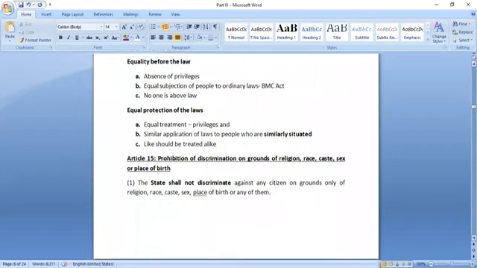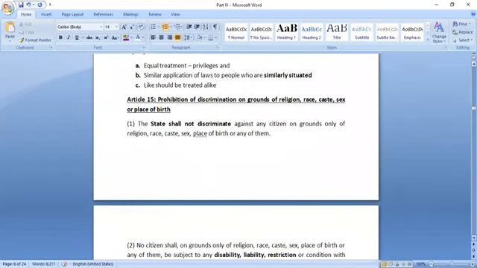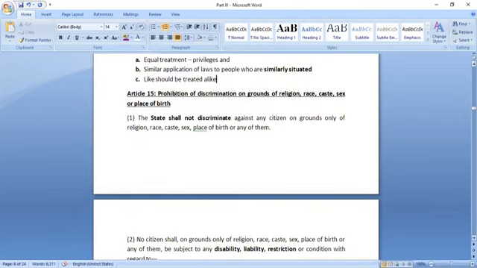Next article that we have is Article 15. It is regarding prohibition of discrimination on grounds of religion, race, caste, sex, and place of birth. So you should remember the grounds that are mentioned. Under Article 15, we have 5 grounds: religion, race, caste, sex, place of birth. And it is talking about prohibition of discrimination on any of these grounds. This right is given to citizens only. So what it says is that the state shall not discriminate against any citizen on these 5 grounds.